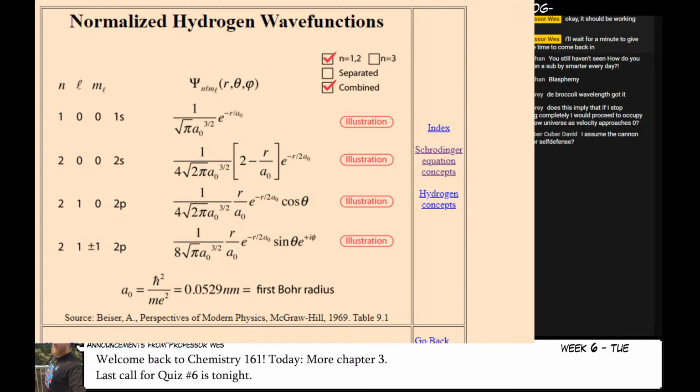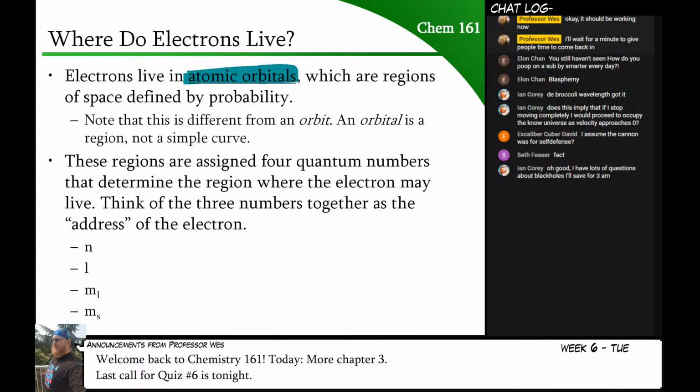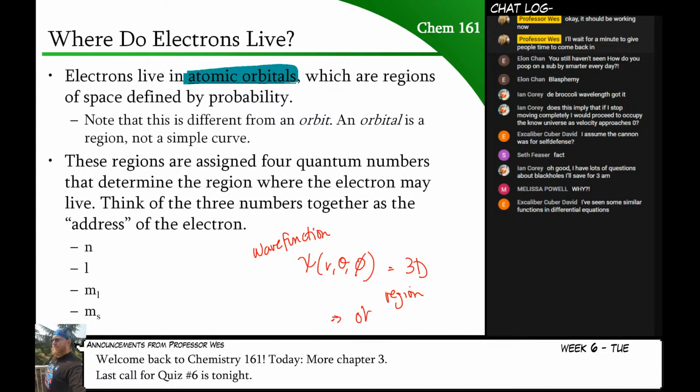So, suffice it to say that the numbers that I'm going to introduce to you go into this equation. And this equation is called a wave function. A wave function is an equation that is a function of 3 variables, so you get a 3D region as a result, and that's our orbital.